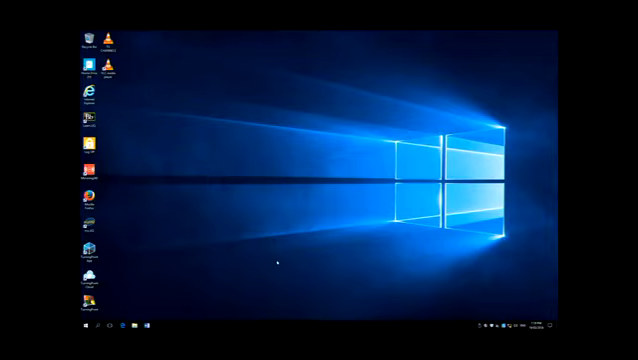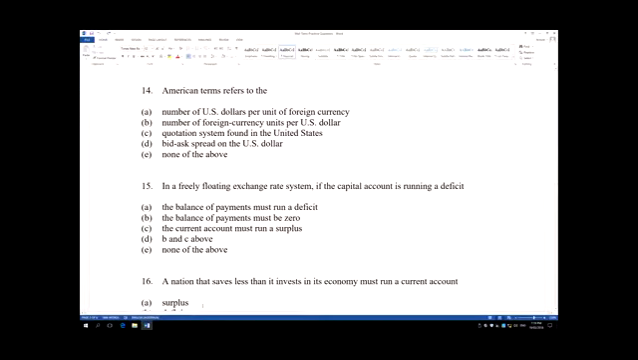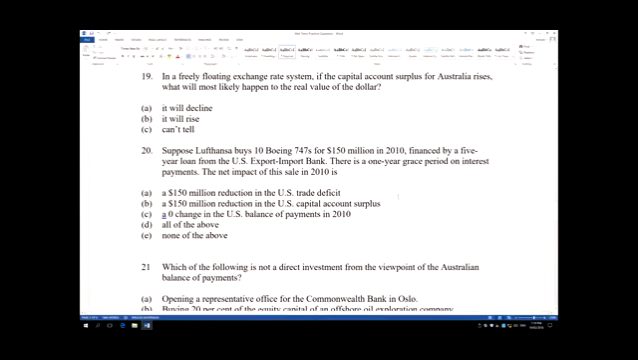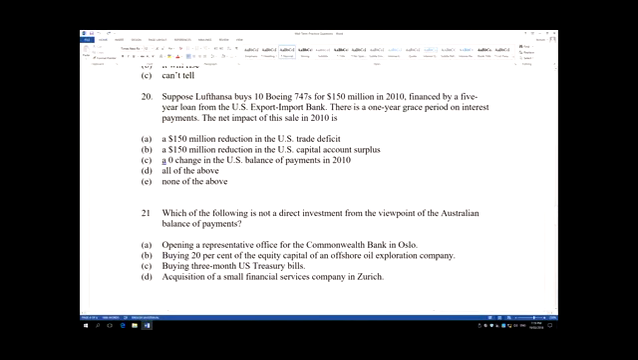All right, this question, what is this? In terms of the US, they're buying 747s for 150 million, right? So is this an export or an import? It's an export. So if exports increase, what's that going to do to the current account? It's going to increase the current account, okay? So if the US is currently experiencing a trade deficit, what's that going to do to the trade deficit?